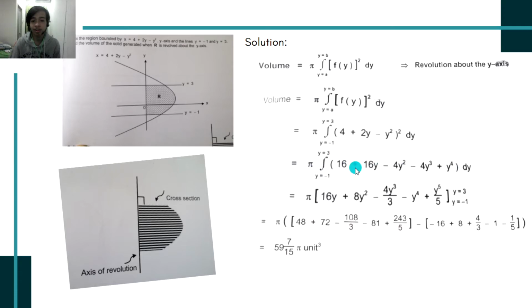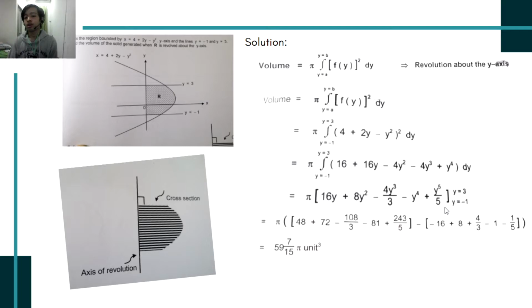So integrating 16, we will get 16y. 16y integrated, we will get 16y to the power of 2 over 2, and we simplify that and we'll get 8y to the power of 2. 4y to the power of 2 integrated will get 4y to the power of 3 over 3. Minus 4y to the power of 3 integrated will get 4y to the power of 4 over 4. We simplify it, we'll get y to the power of 4, plus y to the power of 4 integrated will get y to the power of 5 over 5. And don't forget our bracket.